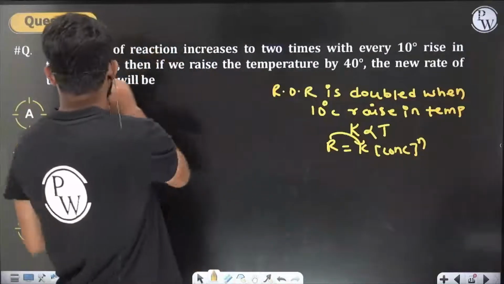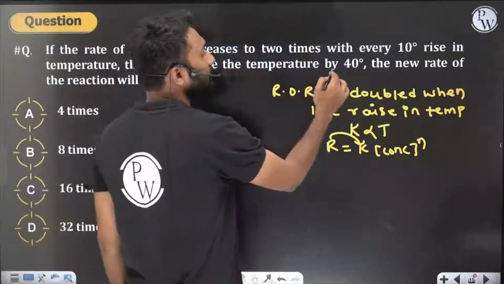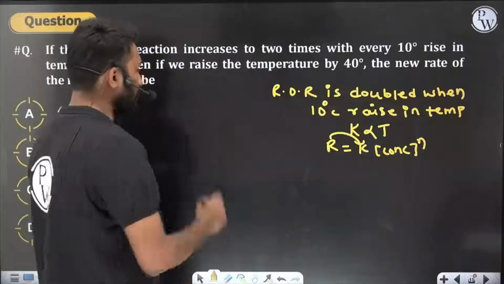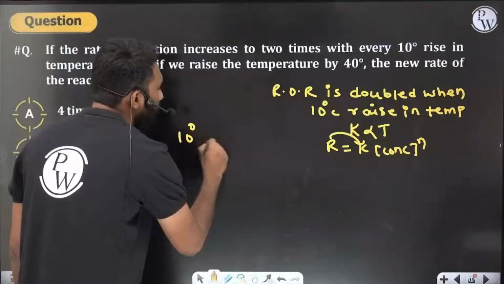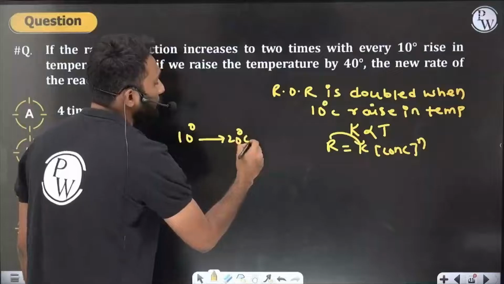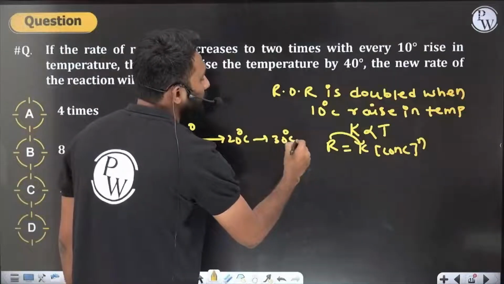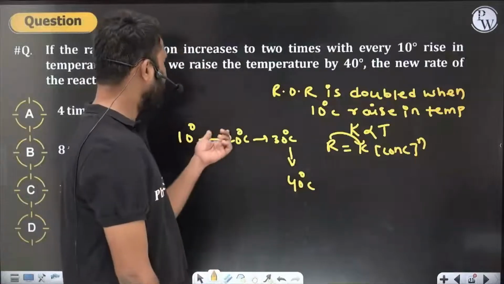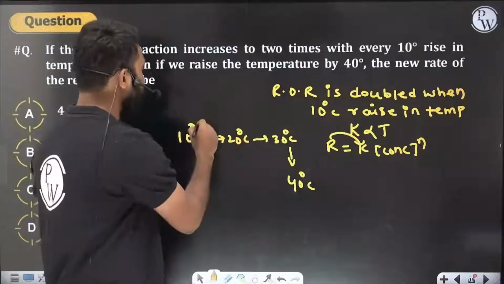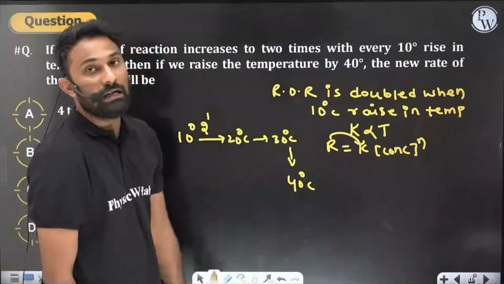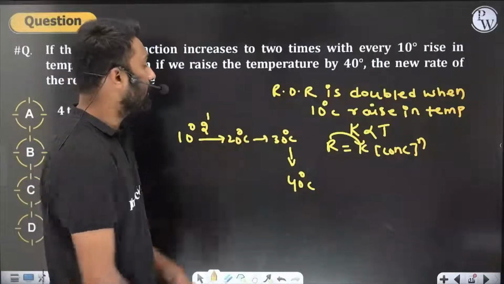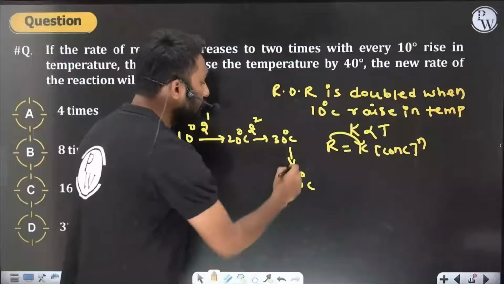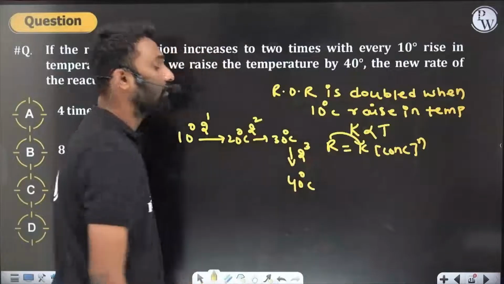Now, if we raise the temperature by 40 degree, the new rate of the reaction is asked. From 10 degree you raise it to 20 degree, then 20 to 30, then 30 degree to 40 degree. Now 10 degree to 20 degree, rate of the reaction has been doubled. Now 20 degree to 30 degree, again rate of the reaction is doubled. Now 30 degree to 40 degree, again the rate of the reaction has been doubled.